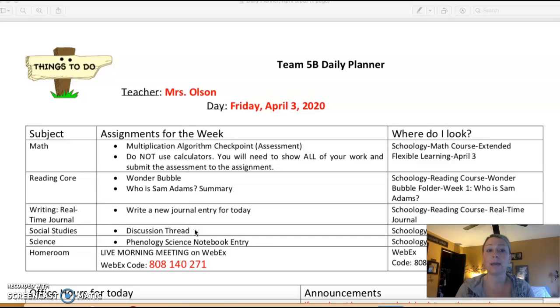And then lastly, we're adding in science. Our science is a phenology science notebook entry. Again, Miss Pickens worked on this, and it's very clear in that assignment folder for April 3rd what needs to be done for that phenology assignment. The notebook will need to be turned in. So again, you're either taking a screenshot of that or you are going to just take a picture of your notebook.